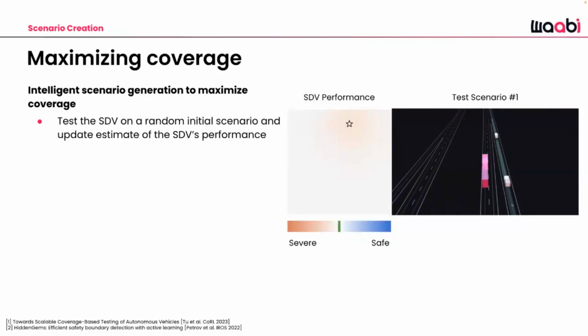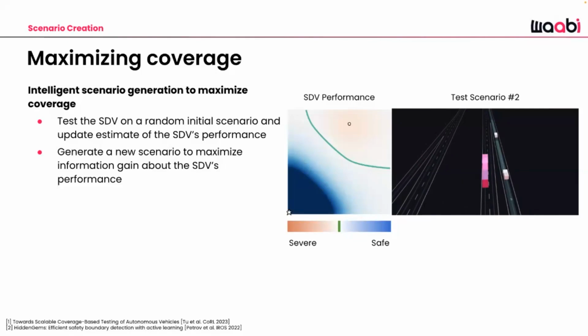So there's been a couple papers recently that come out to explore this idea of using intelligent sampling in order to generate scenarios that maximize test coverage. For example, I'm going to cover this paper called GUARD, which proposes the following pipeline. First, we're going to test the SDB on some random initial scenario, and then we're going to update our estimate of the SDB's performance. So the scenario is shown on your right, and then our estimate of the SDB's performance is shown on your left here.